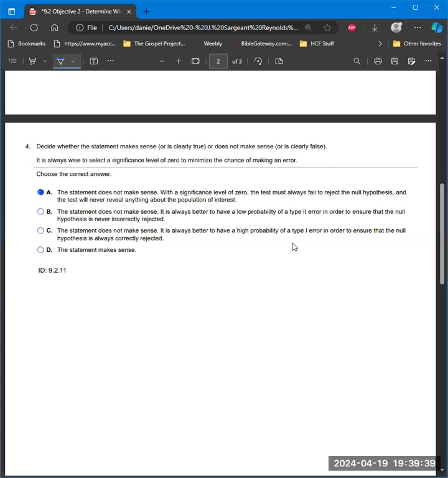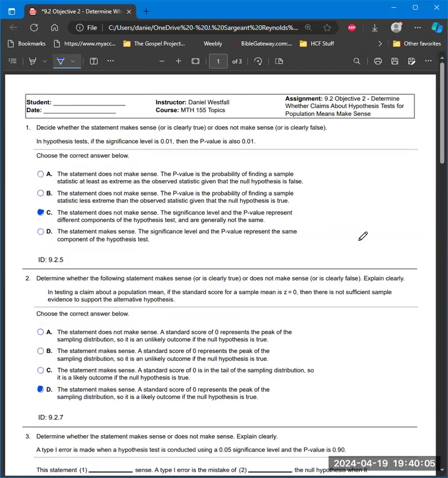With a significance level of 0, the test must always fail to reject the null hypothesis, and the test will never reveal anything about the population of interest. Right, but we don't have a test to conclude if we don't have two options, is what they're saying. So if you have 0 rejection region, you don't have a hypothesis test.